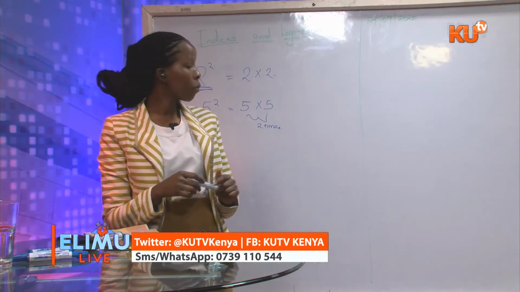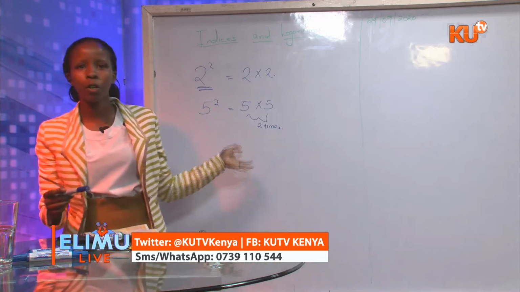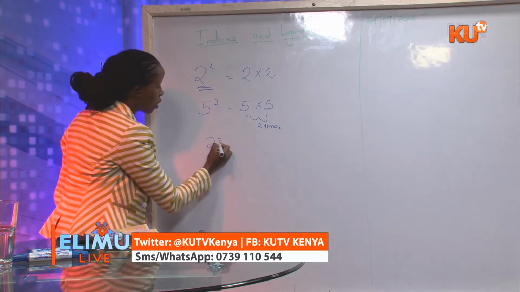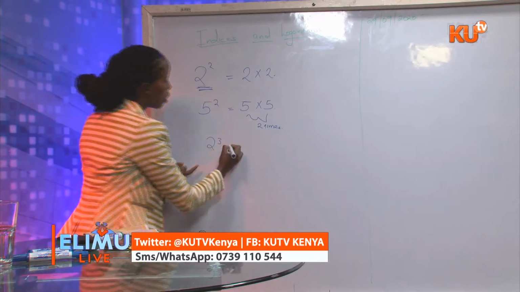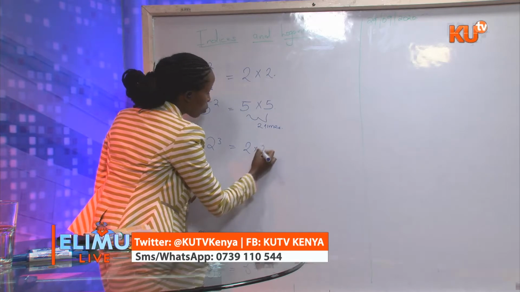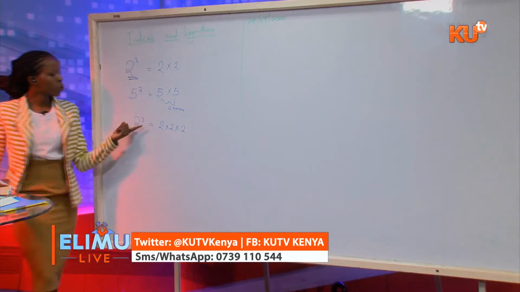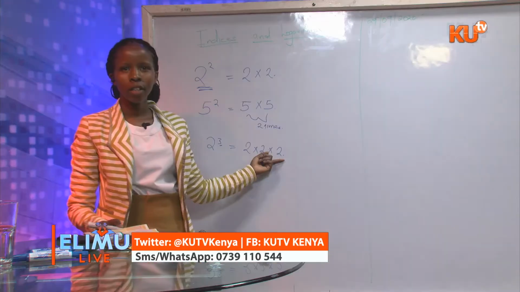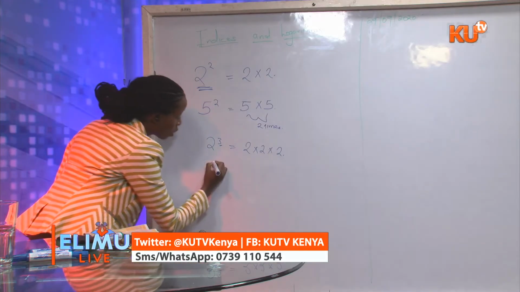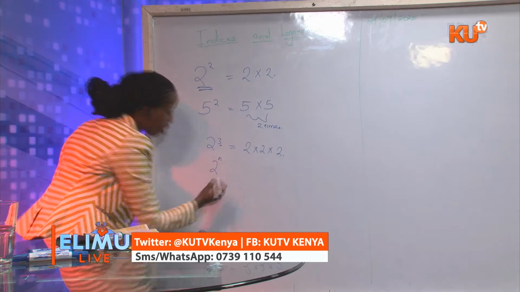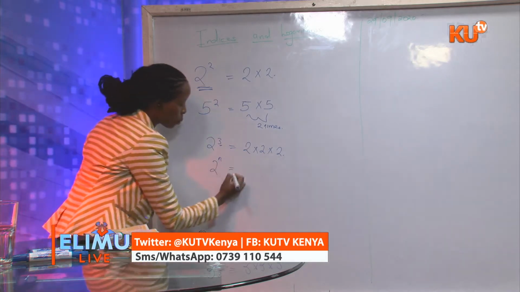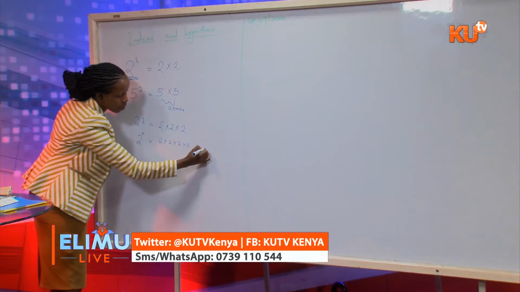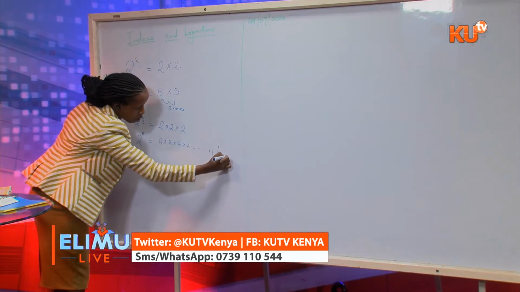Back in Form 2, we also talked about cubes and cube roots. We said if we have 2 cubed, it will be 2 times 2 times 2. 2, how many times? 3 times. So if we have 2 raised to n, it means we multiply 2 times 2 times 2 times 2, how many times? n times.